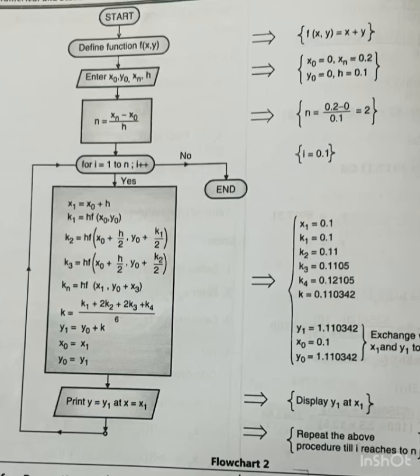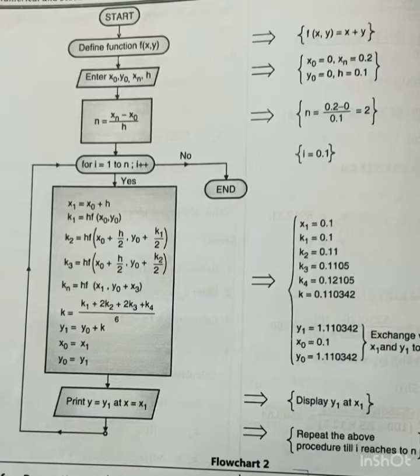The flowchart you can see on the screen is for the Runge-Kutta 4th order method. It is a very easy flowchart according to me. It just has a start, define function f of x,y, then you enter the values of x0, y0, xn and h. After that you define n, the number of iterations, which is the final value of x minus the initial value of x, divided by h.